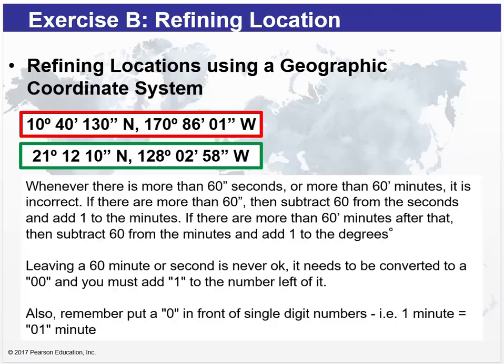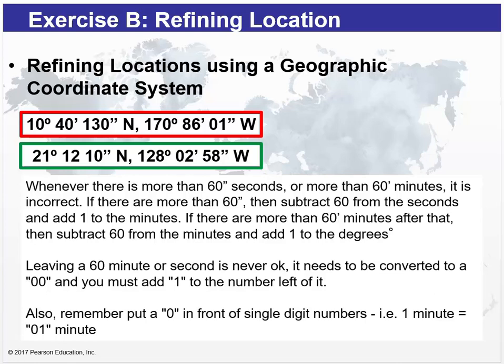So jumping back down here and jumping into refining locations using our geographic coordinate systems. So we have here 10 degrees north and 170 degrees west. So this is more precise than just using 10 degrees north and 170 degrees west, which we had done in the previous exercise. The reason that we have to do this is because this allows us to get that pinpoint accuracy for any place on the globe. But that also means that it is possible to write this incorrectly. And that's basically what we're going to be doing, refining locations.